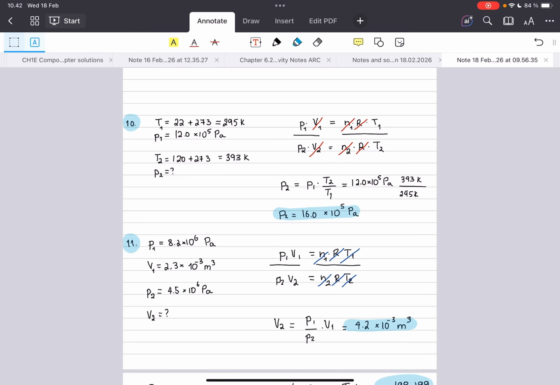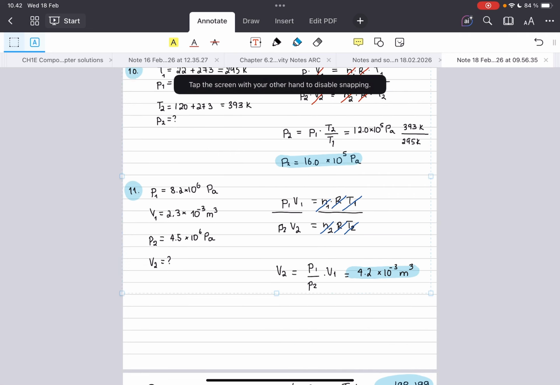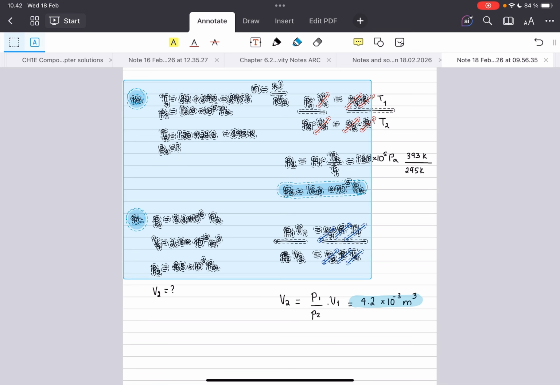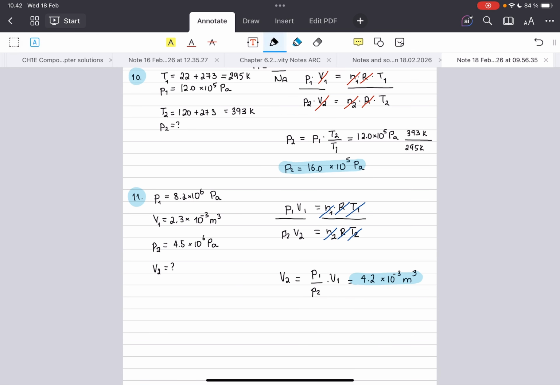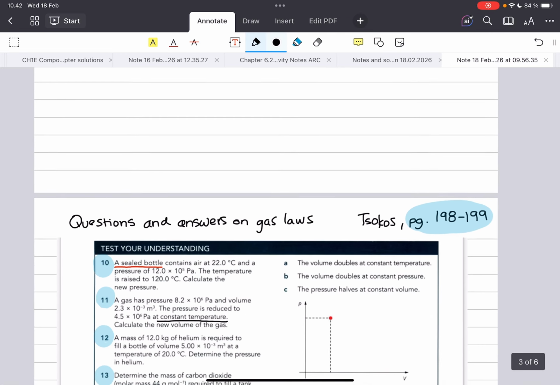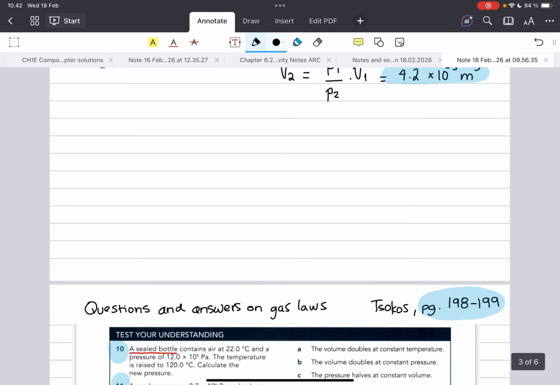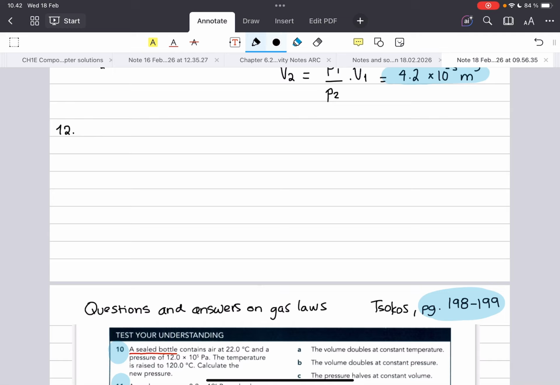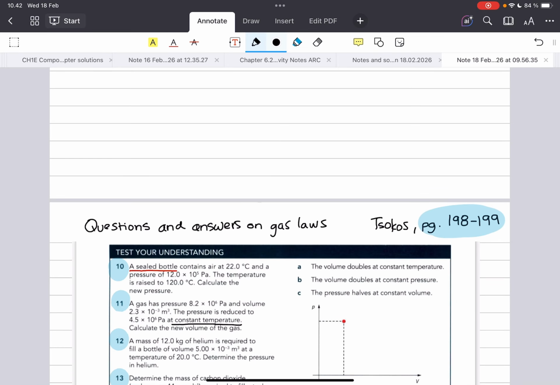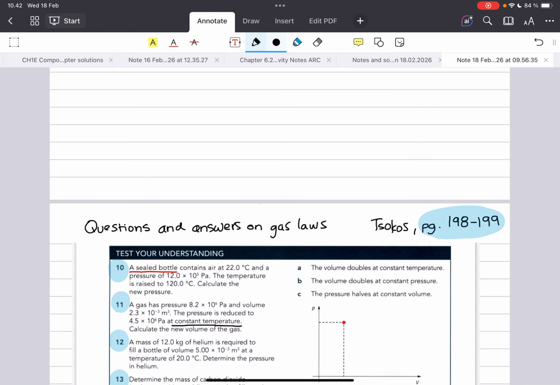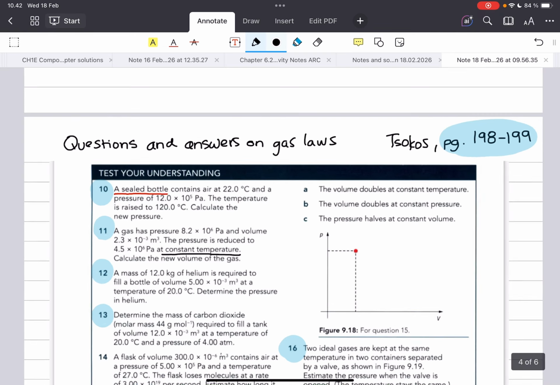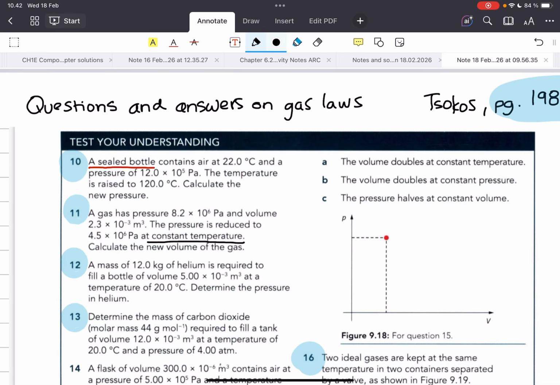Now, I will take both of those two questions higher up here, maybe even a little bit more, and let's solve together question 12. Maybe here, that's a good spot. So it says, a mass of 12 kilos of helium is required to fill a bottle of volume 5 times 10 to the negative 3 cubic meters at this temperature. Determine the pressure in the helium.